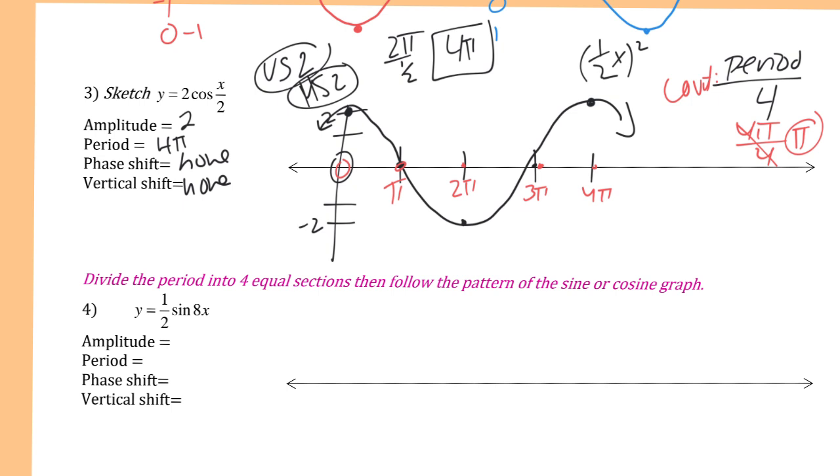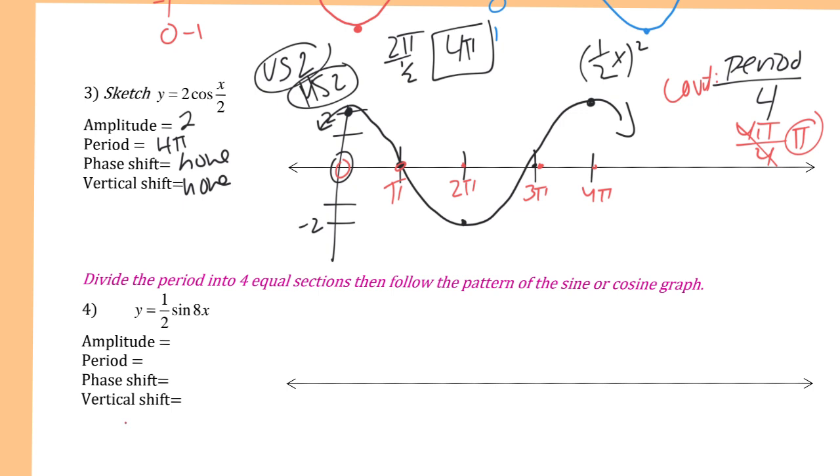You should label your x-axis and label your y values. It tells you to divide the period into 4 equal sections and then follow the pattern of the cosine graph. Well, the next one's going to be a sine, and you know sine is a hill then a valley. So let's see what we've got.